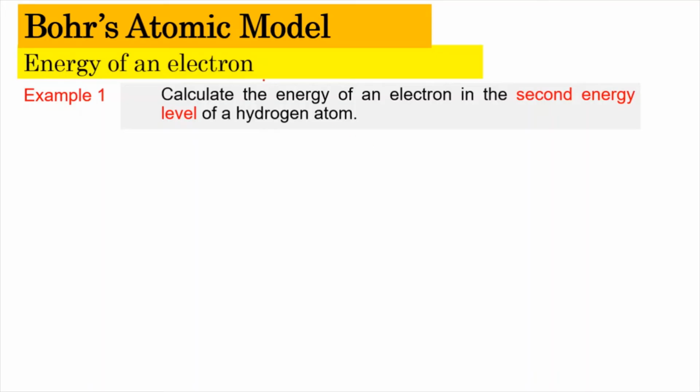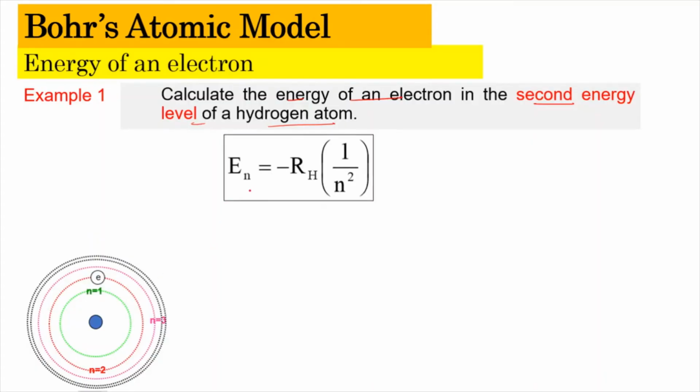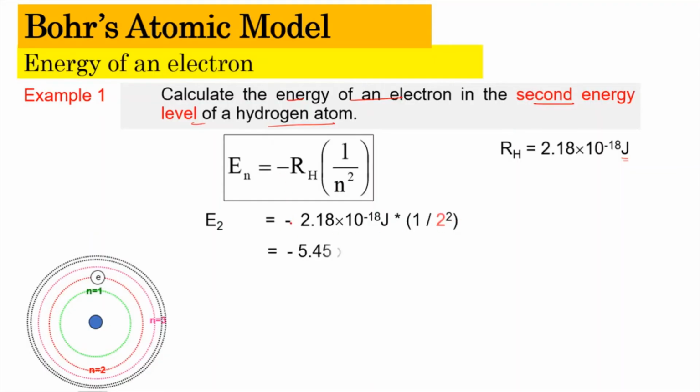For example 1, we have to calculate the energy of an electron in the second energy level of a hydrogen atom. You can imagine the diagram to be something like this, where the electron is situated at n equal to 2. For this reason, you're going to use the formula En is equal to negative RH times 1 over n squared. RH refers to the Rydberg constant, and it has the value of 2.18 times 10 to the power of negative 18 joules. So you plug in negative 2.18 times 10 to the power of negative 18 joules, multiplied by 1 over n squared, since n is at the second energy level. Do not forget the negative sign, and once we do the math, we get negative 5.45 times 10 to the power of negative 19 joules. The energy unit is joules because the joules come from the Rydberg constant.